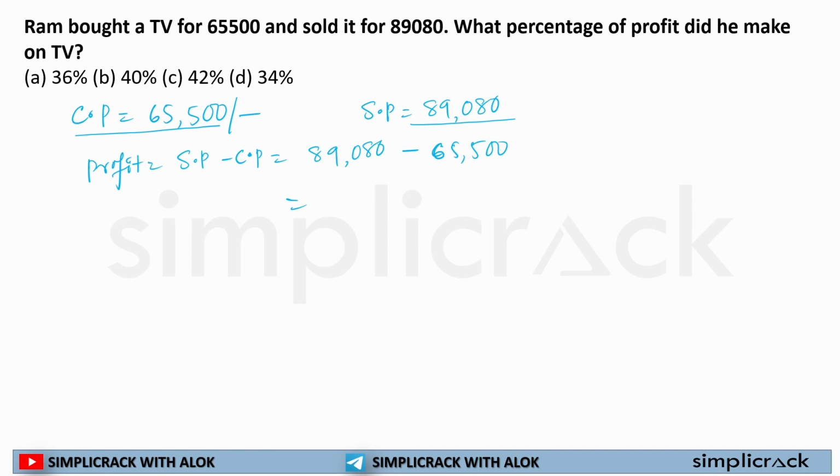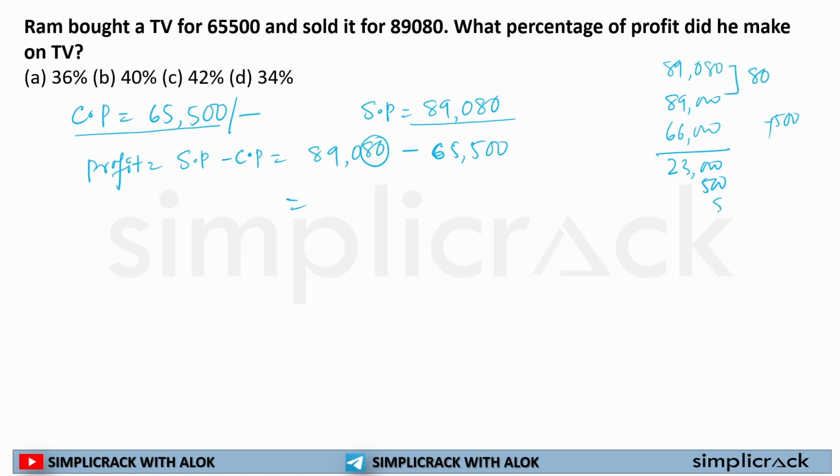So 65,500, if I add 500 to it, it will be what? 66,000. So 500 I have already added. Now if I have to deduct 89,000 out of 66,000, it will be 23,000. Now 500 is also there, and 80 rupees difference is also there between 89,000 and 89,080.